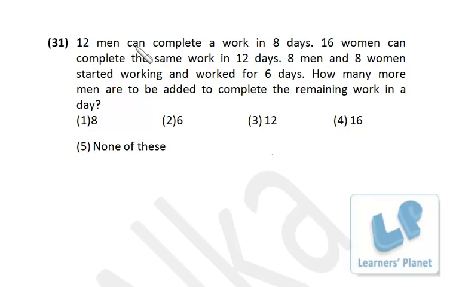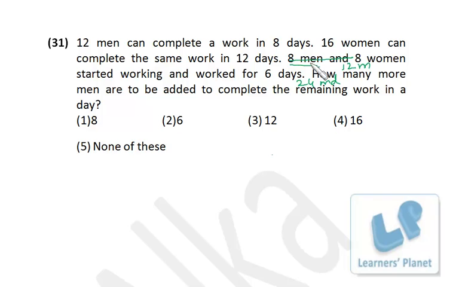Right? Now the total work is of 12 into 8, 96 man days. The total work is of 96 man days and 1 man is equal to 2 women. So here 8 men and 8 women. So 8 women will be equal to 4 men. So precisely we are having 12 men, and our work is of 96 man days. Now the work done is 12 into 6, 72 man days work is already done. Now we are left with 24 man days work, right?